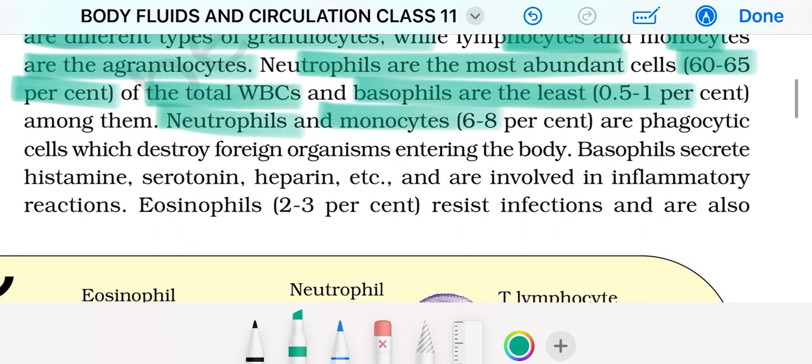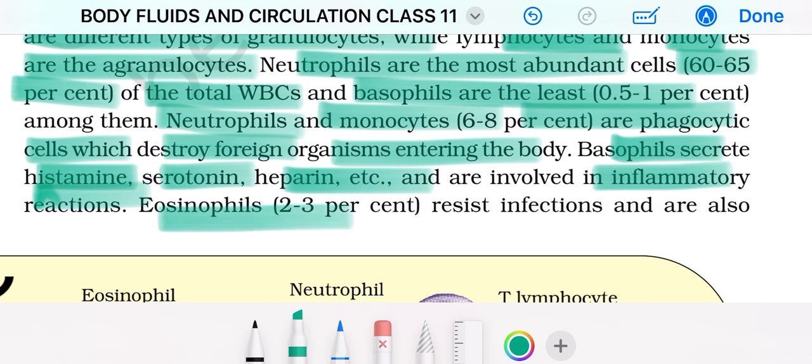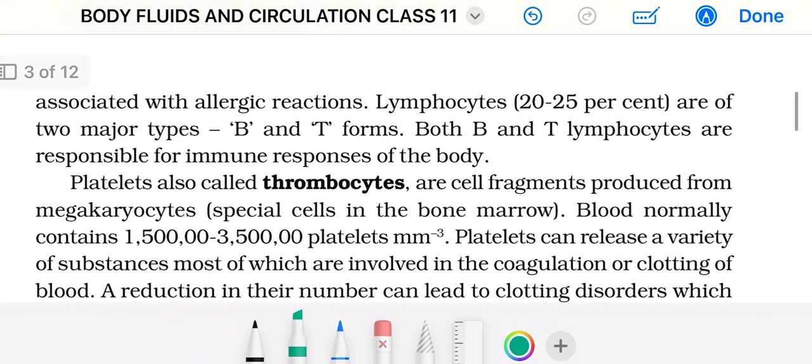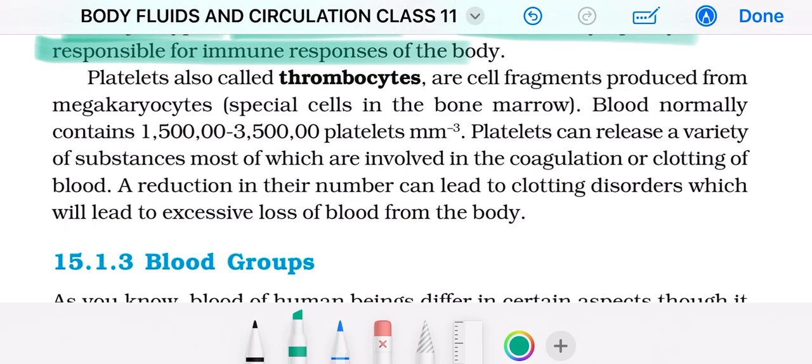Neutrophils and the monocytes are phagocytic cells which destroy foreign organisms entering the body. Basophils secrete histamine, serotonin and heparin, and are involved in inflammatory reactions. Eosinophils, 2 to 3%, resist infections and are also associated with allergic reactions. Lymphocytes, 20 to 25%, are of two major types, B and T forms. Both B and T lymphocytes are responsible for immune responses.